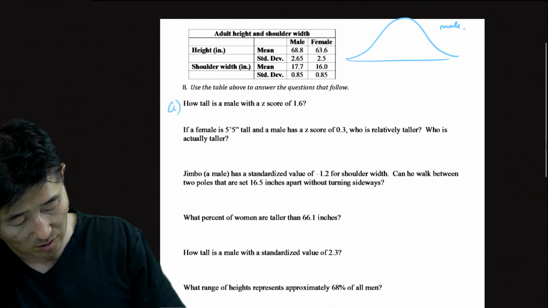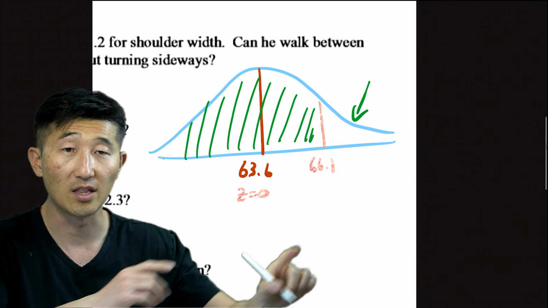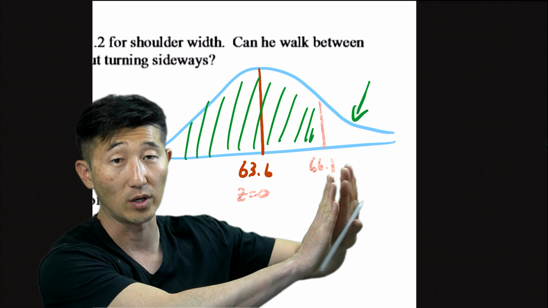Okay. So now where's 66.1? 66.1 will be somewhere over here. So the mean is z equals 0. If you're 63.6 inches tall, you're basically at the 50% of all the women. But what if you're 66.1? You're taller, right? Yeah. So we want to find the percentage of area covered from left to right, and then figure out what percentage of people are bigger than 66.1.